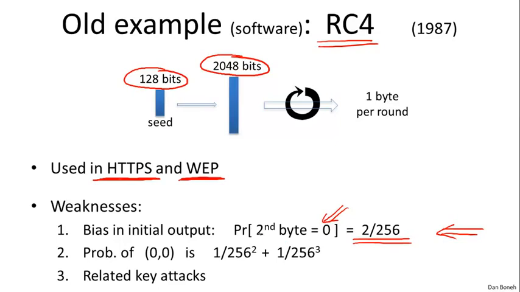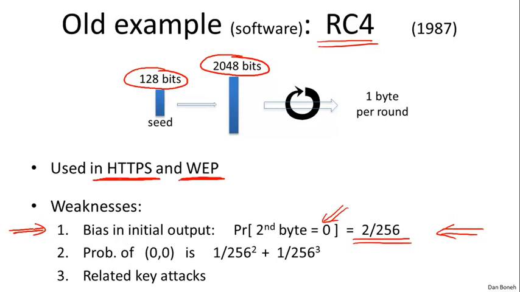By the way, there's nothing special about the second byte. It turns out the first and the third bytes are also biased. In fact, it's now recommended that if you're going to use RC4, you should ignore the first 256 bytes of the output and just start using the output of the generator starting from byte 257. The first couple of bytes turned out to be biased, so you just ignore them.